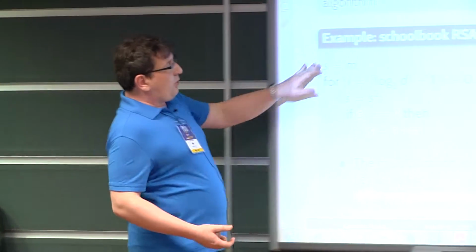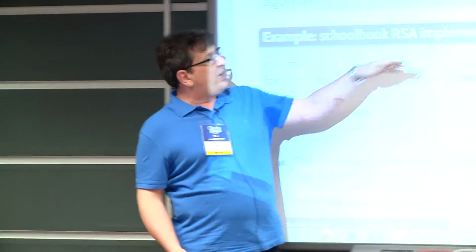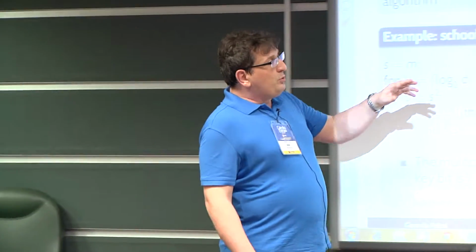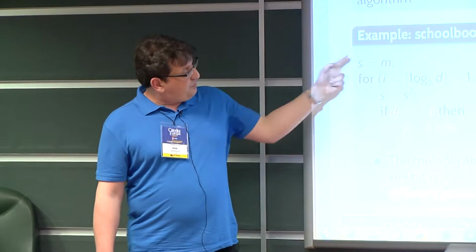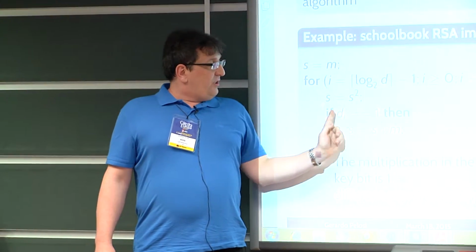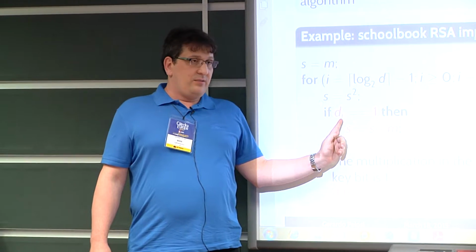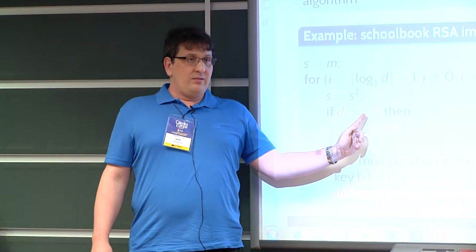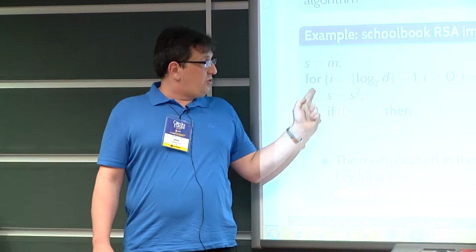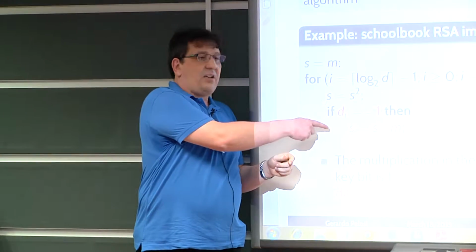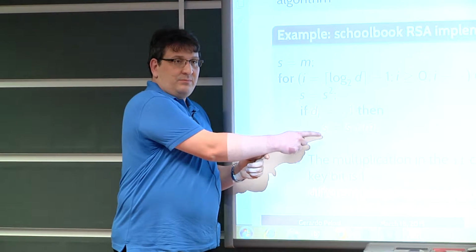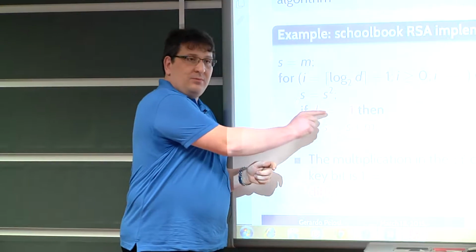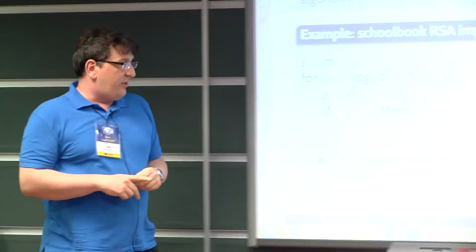Consider, for example, this pseudocode. This is the pseudocode of a schoolbook RSA implementation. The input message is M, the secret key is D. If you look at this pseudocode, depending on the value of the highest bit of the secret key, any iteration of this cycle executes an additional multiplication or not, depending on the value of every bit of the secret key.